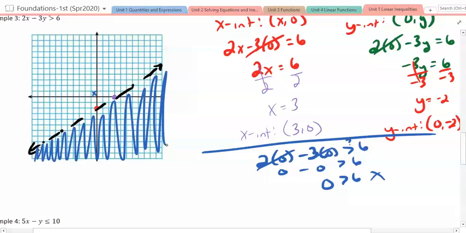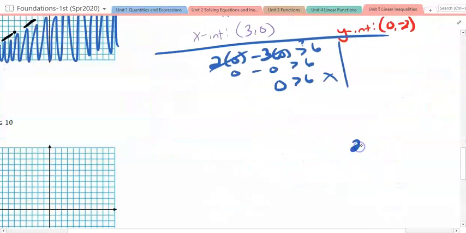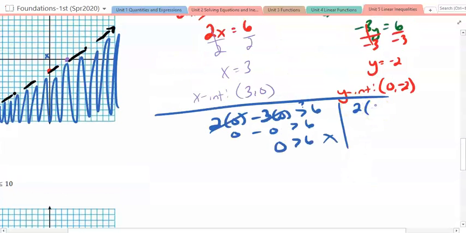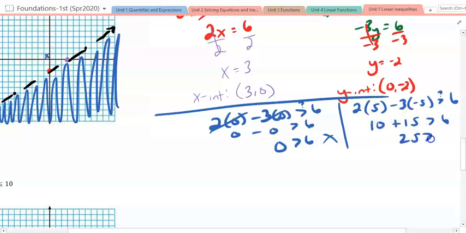Now, I could test a point that's down there, right? So I could test a point, like let's say this is (5, -5), right? We could test that real quick and just see that it will work. So, and I'm, again, apologizing for the screen jumping, 2 times the 5 minus 3 times the negative 5. Is that greater than the 6? This is 10 plus 15. 25 is definitely greater than 6. So again, the ordered pair (5, -5), which would be right here, is definitely a solution because it meets the requirements. It gives us a valid solution in the end.